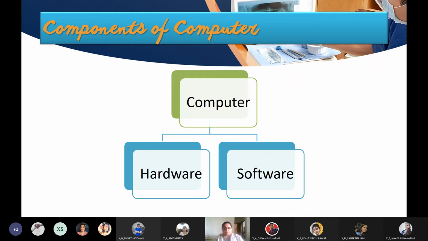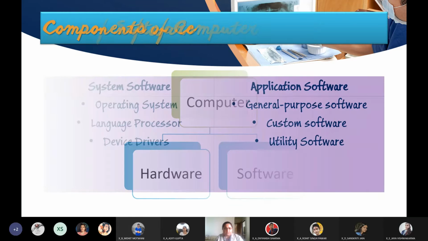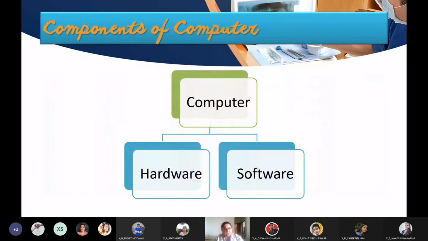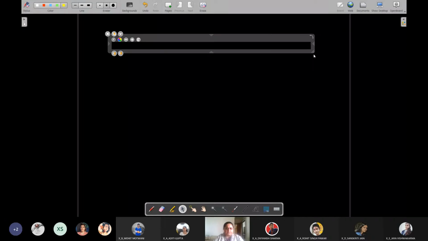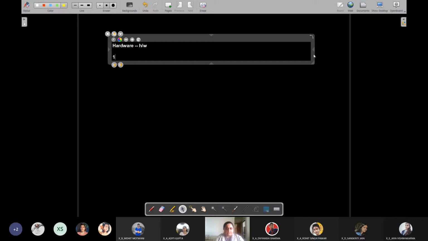Now we come to the main part, components of a computer. There are two components, hardware and software. We all know what hardware is. Hardware consists of all the tangible parts of a computer, those parts which we can see. I will be referring to hardware using this abbreviation. It refers to all the tangible or physical parts which can be touched.